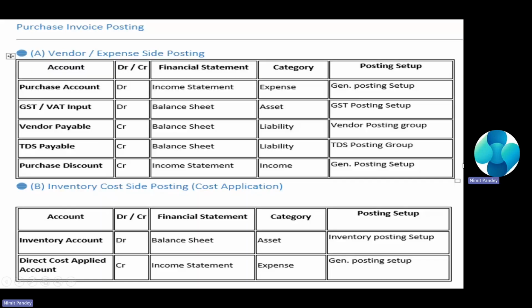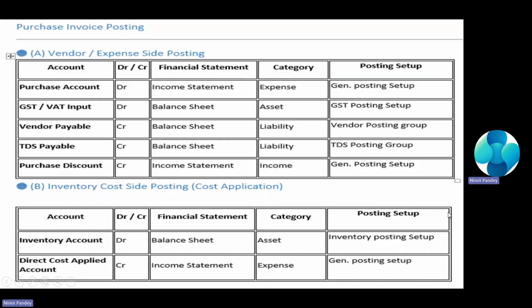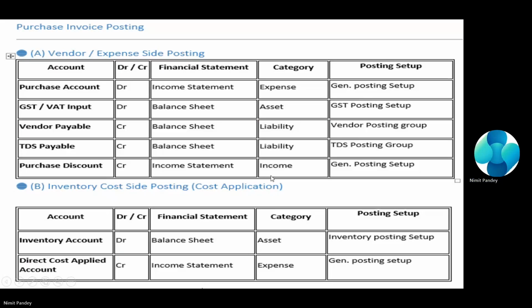Sometimes you can get confused that purchase, payable and inventory are all correct, but purchase discount comes, goes, or receiver giver, which is that? So you can check the purchase discount is our income. Okay, so it means revenue, and whenever revenue increases it is credited, so it's credited here.